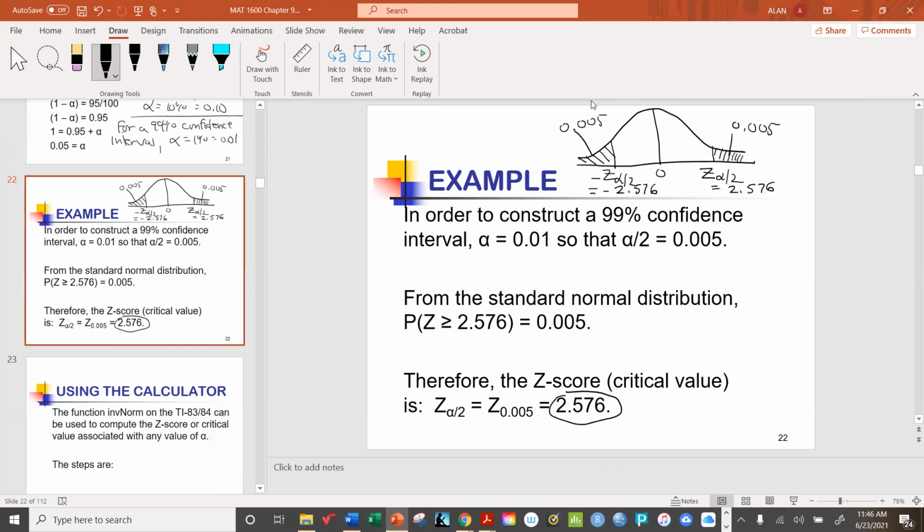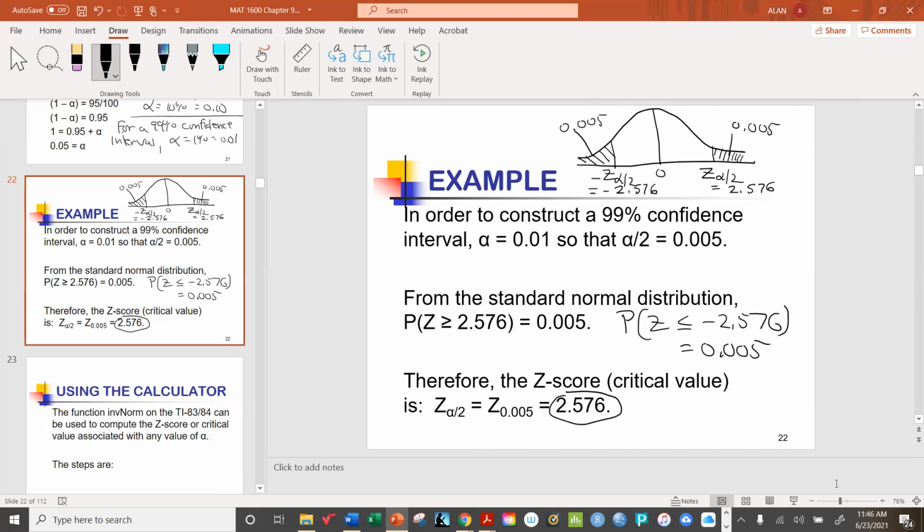So this is a z-score, and what this means is that the probability that z is greater than or equal to this value is 0.05. It also implies that the probability of z is less than or equal to negative 2.576 is also 0.005. So where did I get this 2.576? Well, the calculator is going to help us with this.